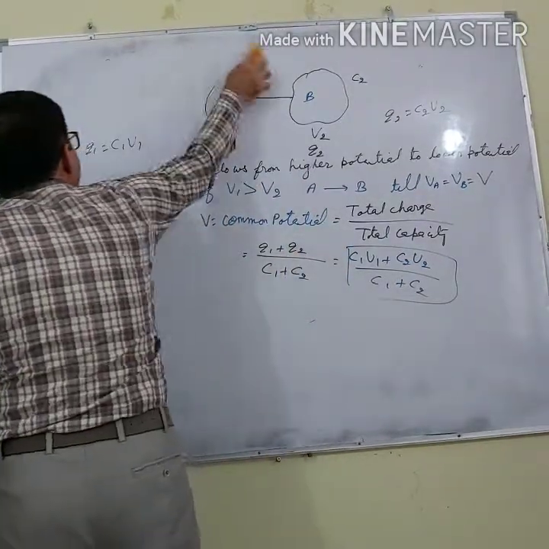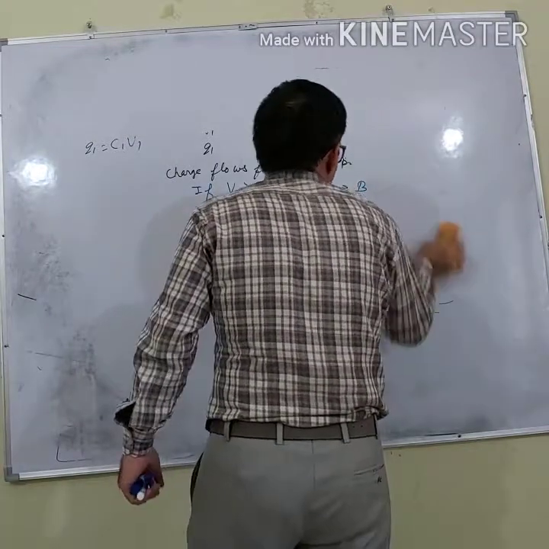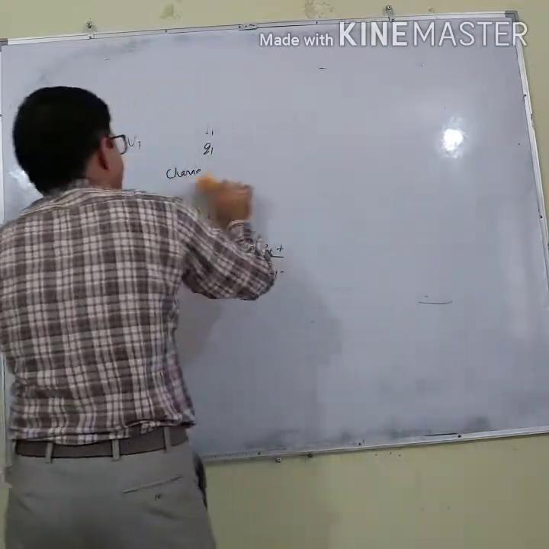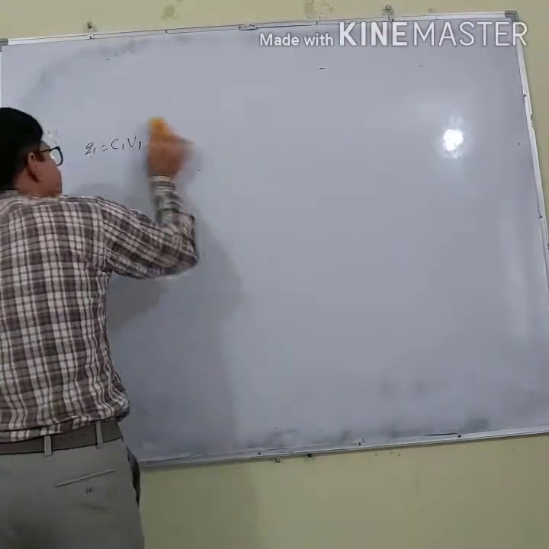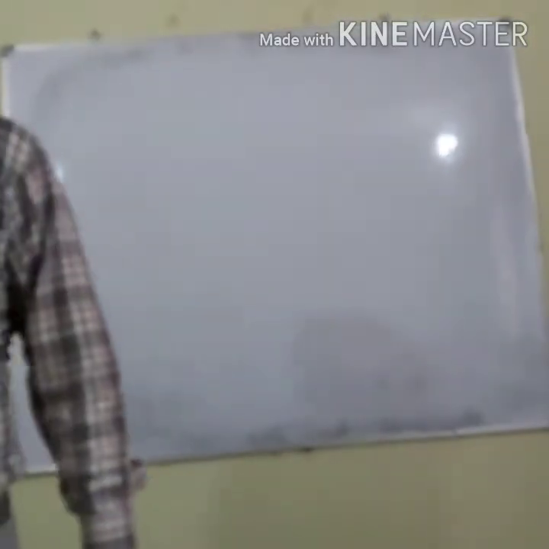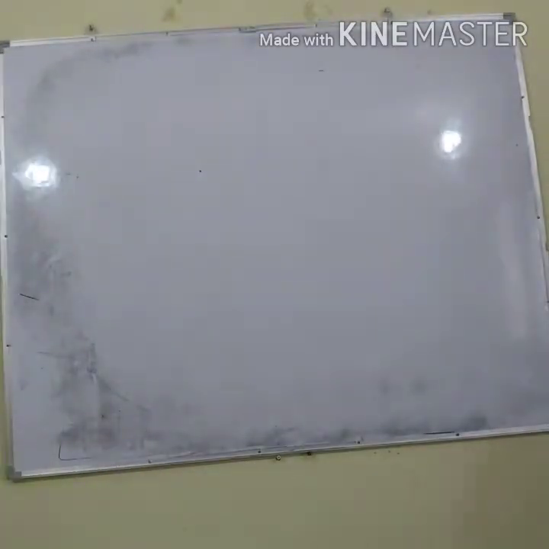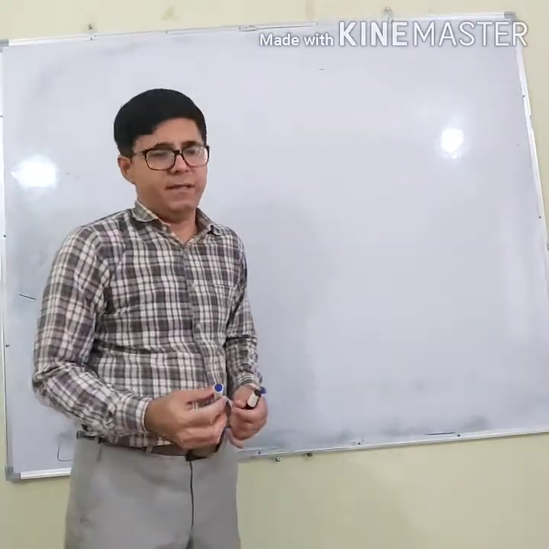My question is, if I have joined two conductors together, definitely if these conductors are charged, there might be some sparking, there might be some dissipation of energy. Is there any loss of charge?